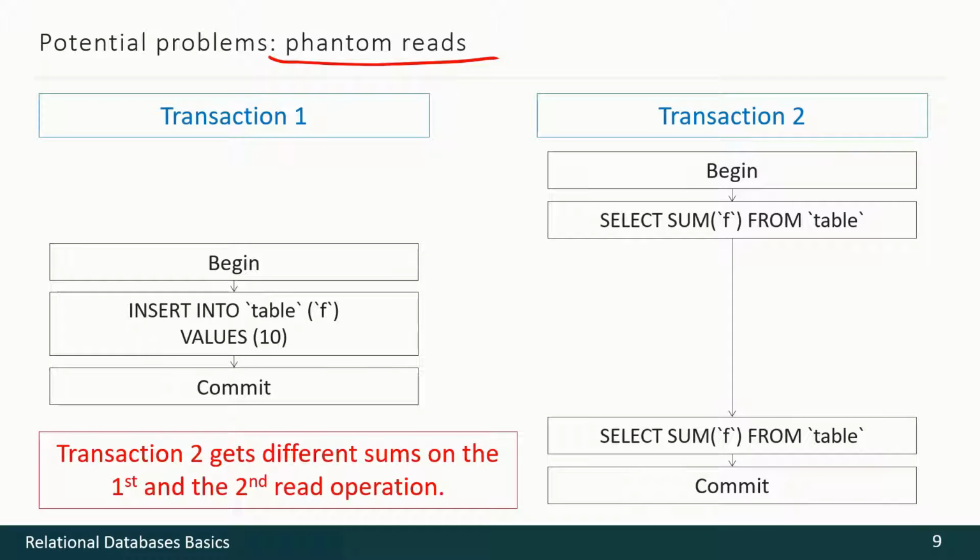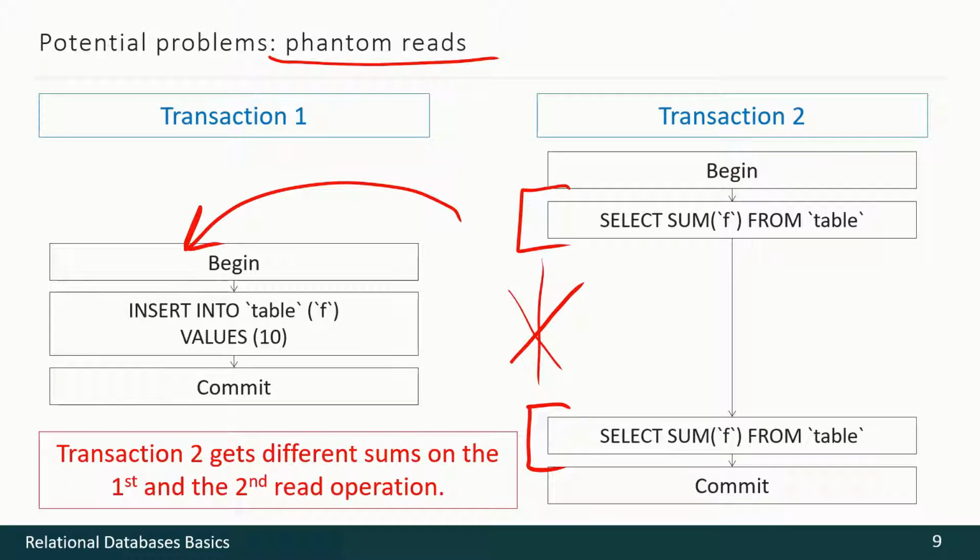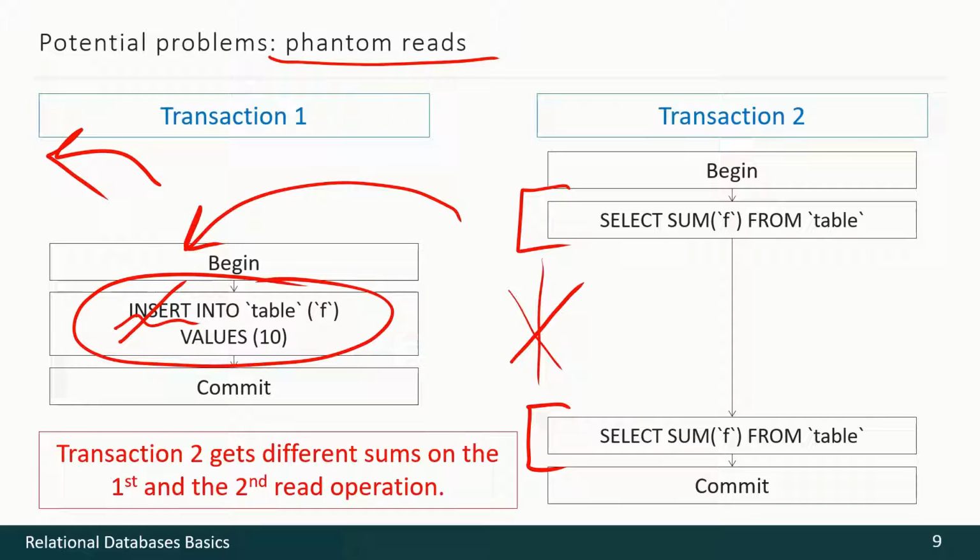Phantom reads. The situation is as follows. One transaction reads something in the beginning and reads something in the end, and once again those results do not match. But they do not match because another transaction inserts or deletes something. So here we have the situation when the amount of data changes, not the value like in the previous problem, but the amount. To deal with all these problems, we have transaction isolation levels.